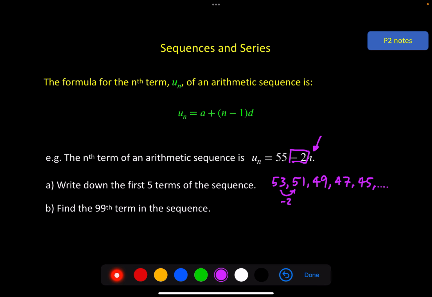Find the 99th term in the sequence. Well, in the 99th term we just have n is equal to 99, and we'll put that in, grab my handy calculator. 55 minus 2 times 99 gives me minus 143. And if I write that as, no, let me write that as U99 equals.